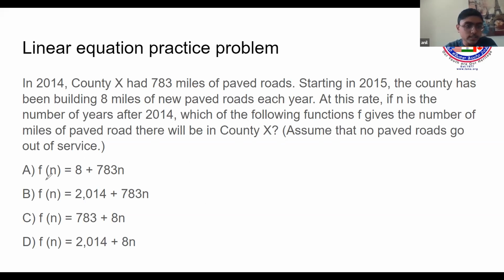Which of the following functions f gives the number of miles of paved roads that will be in county X? You can take out a, because 783 is going to be your constant number. You could take out b for the same reason: 783 is not going to increase every year. You're not going to go up by 783. With c, it seems like the correct answer, because you're increasing by 8 every single year, which is given by 8n. And for d, you don't start out with 2014 miles in county X. So the answer is C.